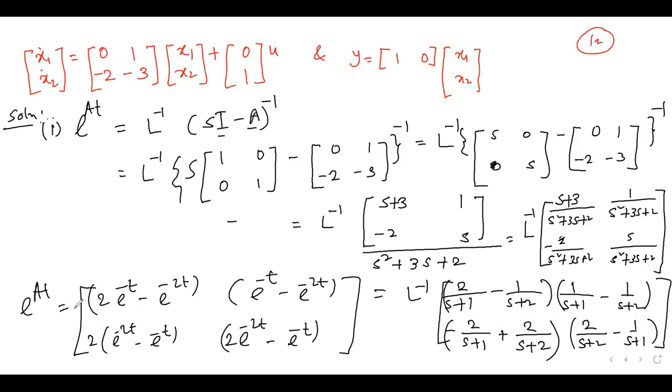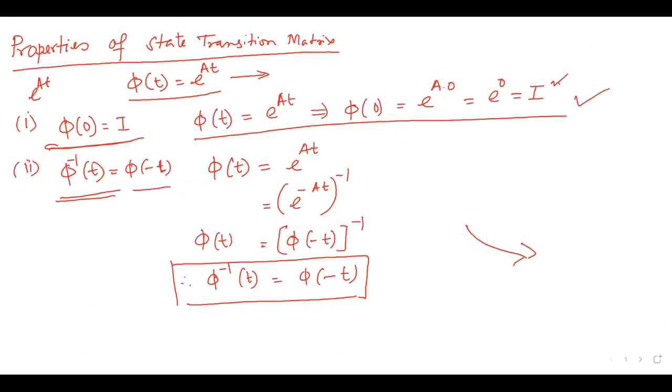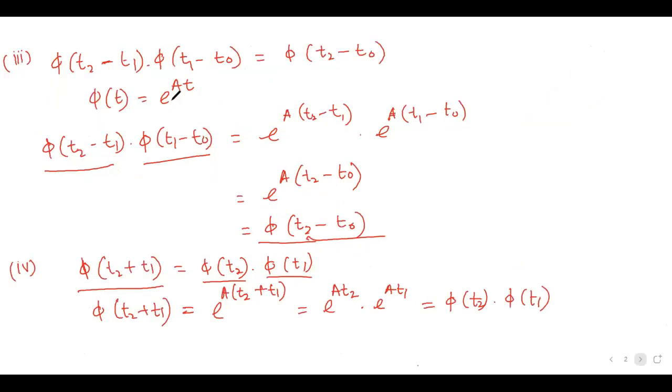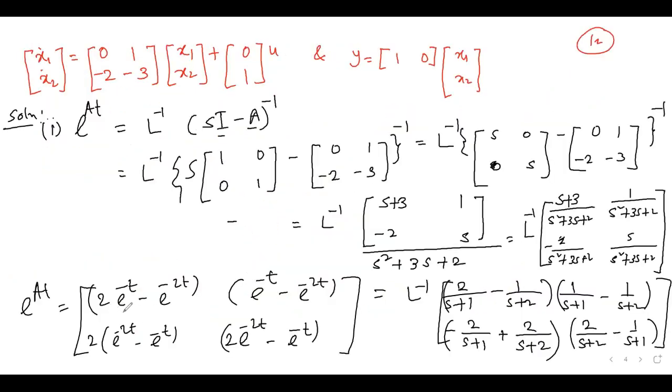Now just put t equal to 0. If you put t equal to 0, it will become an identity matrix, because you know the properties. Look at the properties. Now put the value of t equal to 0. So what will be the value here?